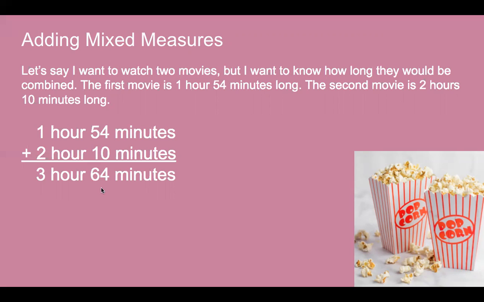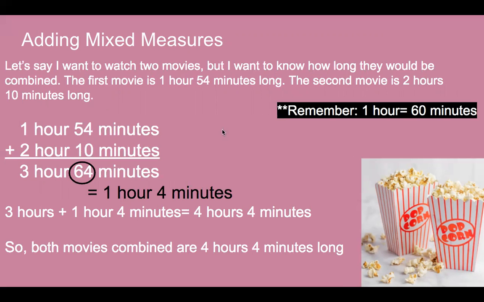So what I can do is convert this 64 minutes into hours and minutes. Remember, 1 hour equals 60 minutes? So 64 minutes is actually equal to 1 hour and 4 minutes, because 60 minutes is 1 hour, and then I would have 4 minutes left over after I do 64 minus 60 minutes. So that means now I have to combine my 3 hours and what the 64 minutes was equal to, which is 1 hour and 4 minutes.